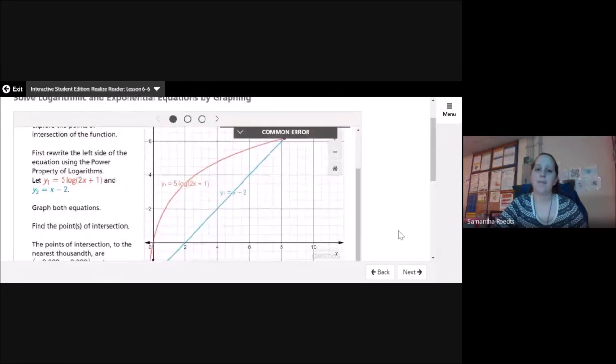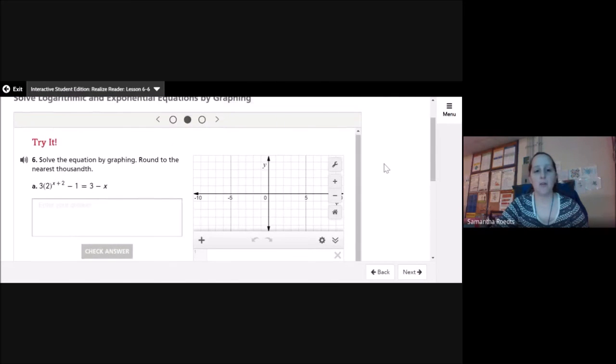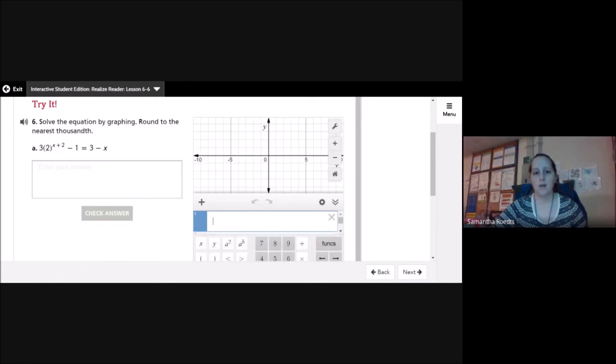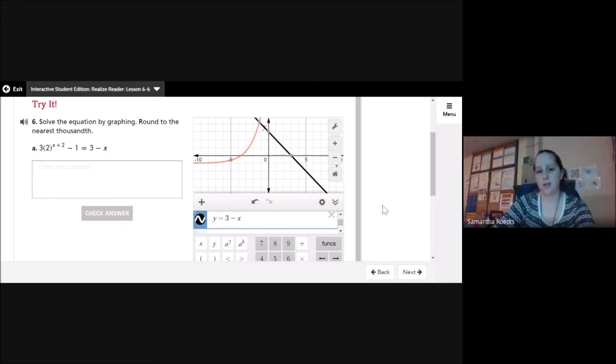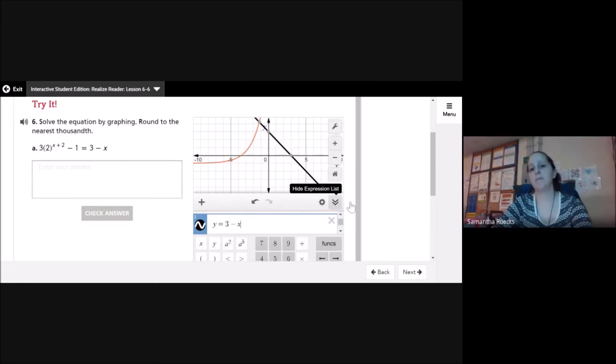All right, so let's try it. Solve the equation by graphing. Round to the nearest thousandth. So I have 3 times 2 to the x plus 2, minus 1, equals 3 minus x. Okay, so I can write them in here. So I have y equals 3 times 2 to the x plus 2, minus 1. I had to put this in parentheses. And then I have 3 minus x as my second equation.